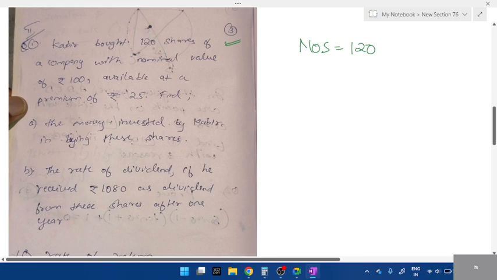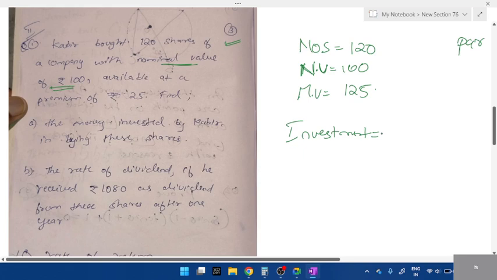120 shares of company with a nominal value of 100. What are the different names for nominal value? Face value, original value, or the other name is par value. Available at premium 25, 125. Find the money invested, which means you have to find investment. What is investment? What is investment formula? Number of shares into.